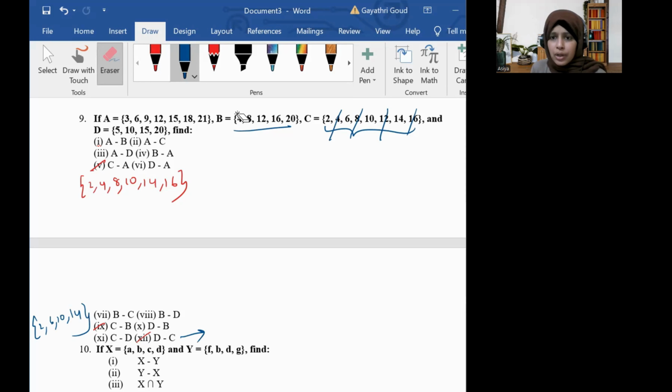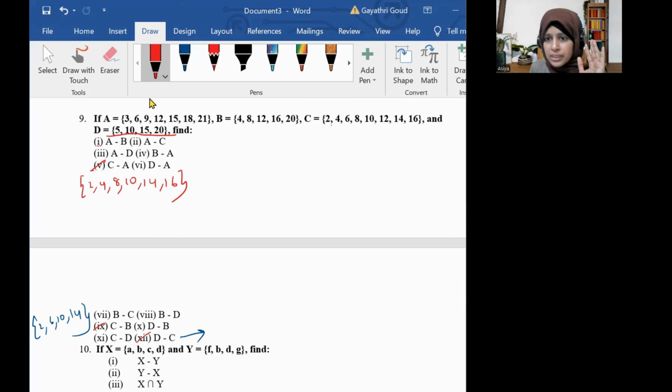That is my 12th question. Now, D minus C. Now, from D, I have to remove my C. Now, this is my D. Whatever elements of C are present in D, let us remove them. 2, 4, 6 are not present. 8 and 10, yes, 10 is present, so remove 10. 12, 14, 16 are not present.